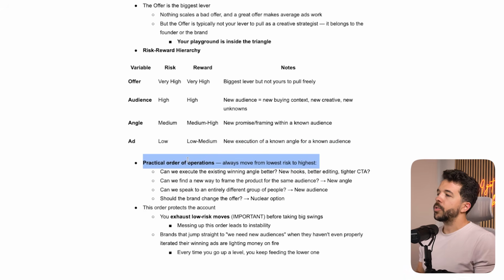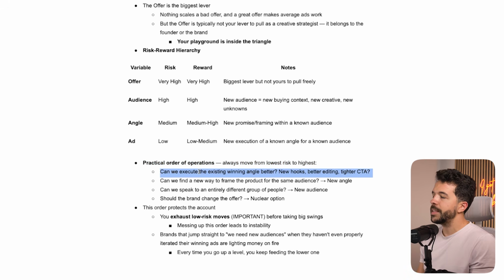Now, practical order of operations. Always move from lowest risk to highest. Can we execute the existing winning angle better? New hooks, better editing, tighter CTA? Can we find a new way to frame the product for the same audience with a new angle, for example?